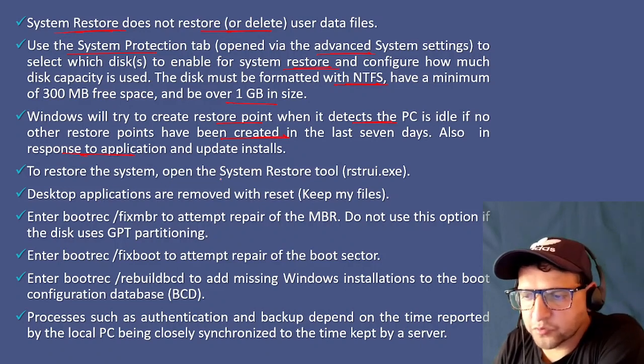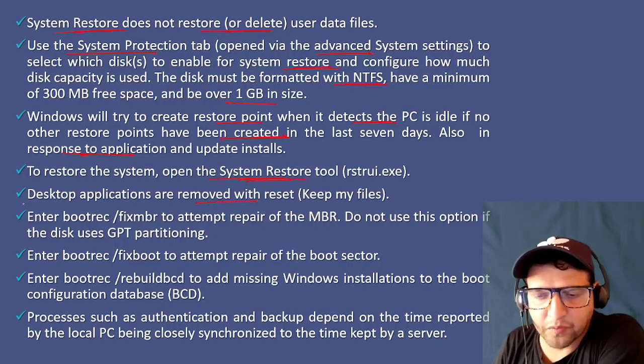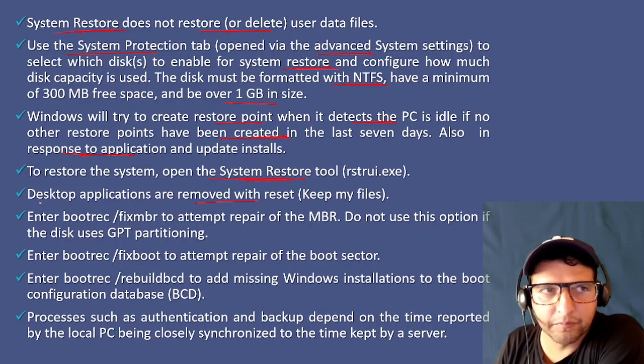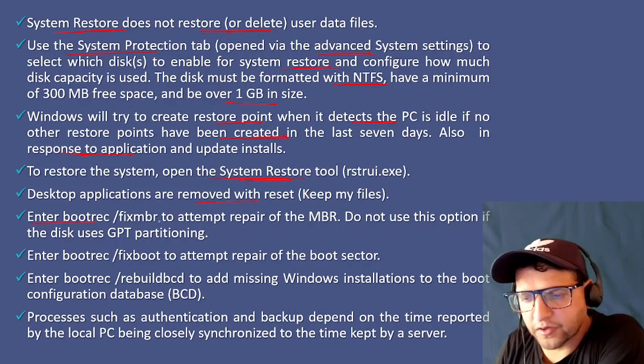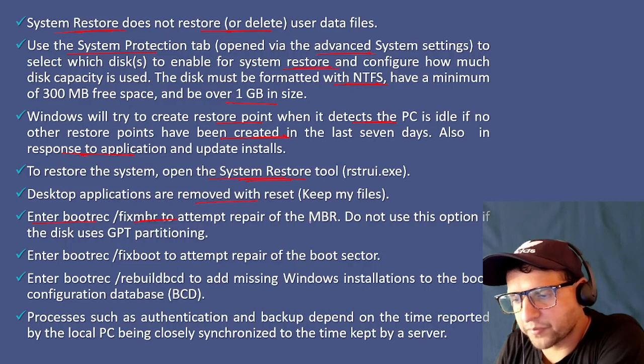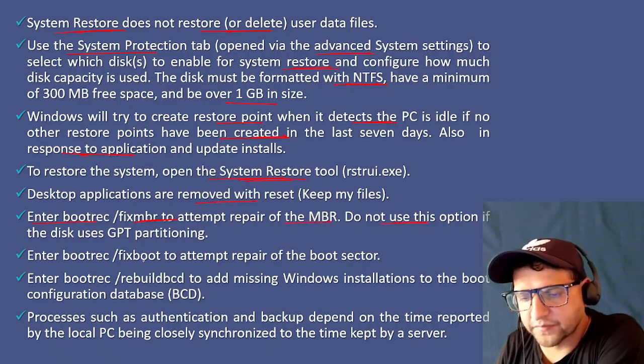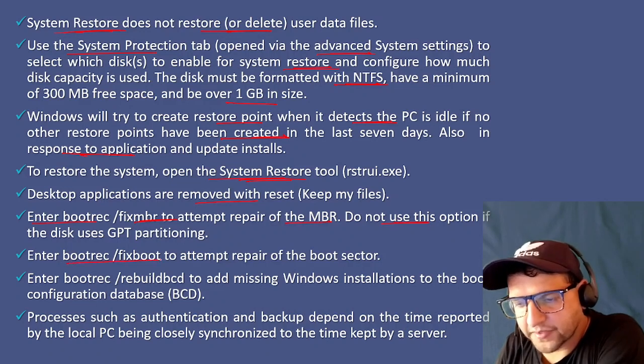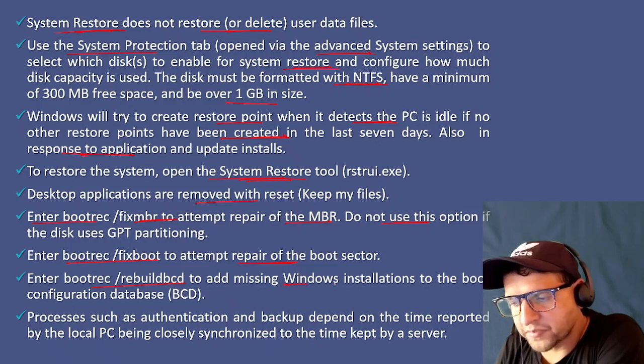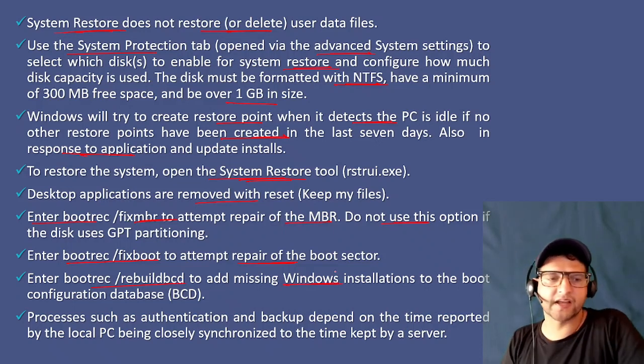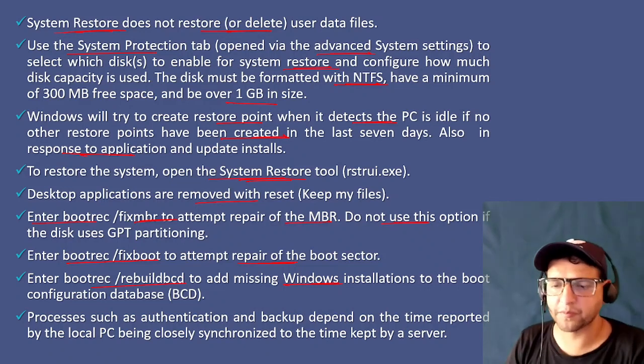To restore the system, you have to open the system restore tool. Desktop applications are removed with a reset. Keep my files. So when there's any problem with the operating system, like a blue screen of death, you can enter bootrec /fixmbr to attempt repair of the MBR. Do not use this option if the disk uses GPT partitioning. You can also use the command fixboot to attempt repair of the boot sector, or rebuildbcd to add a missing Windows installation. So they give you a scenario where you need to choose a proper command.